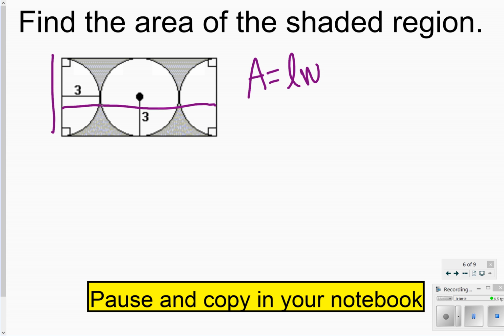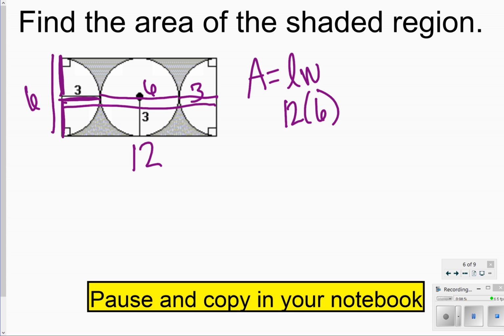Well, here we go. If this line is 3, that's a radius. That would mean the diameter here would be 6, and then we would have another radius, which would be equal to 3. So 3 plus 6 plus 3 is a total of 12. Now, to go from top to bottom, you're going to have a radius going one direction and a radius going the other direction. We already determined that the radius is 3, so the distance from top to bottom is 6. So we're going to have 12 times 6, which is 72. But that's the area of the entire rectangle.